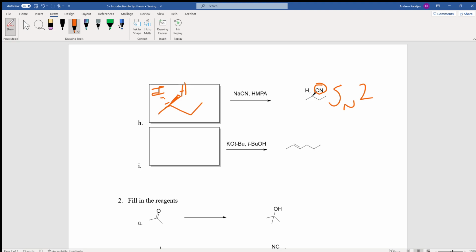And our final piece on question 1, we can see we've got a strong base. Our product is an alkene. And so we know that this is an elimination reaction. So we go back to essentially our alkane, and then we need some sort of leaving group present so that we can perform the elimination.